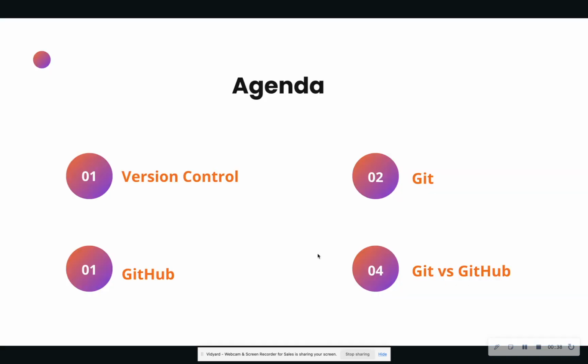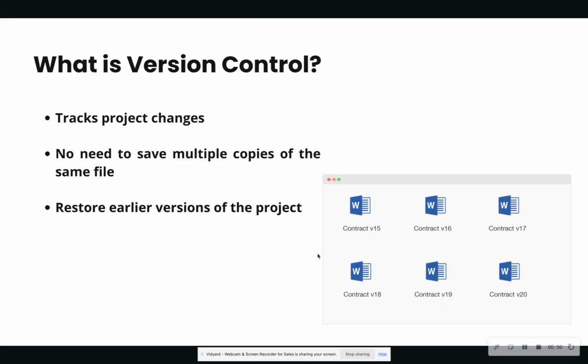So, our agenda for today is we're going to discuss what version control is. Then, we're going to hop right into what Git is, and the difference between Git and GitHub is going to drive us home. So, what exactly is version control? Version control is our ability to track changes that we make on files or within projects. So, there's no need to save multiple copies of the same file. We're able to always just bring in the most recent version of the file. And if we have to go back, we can go back to earlier versions.